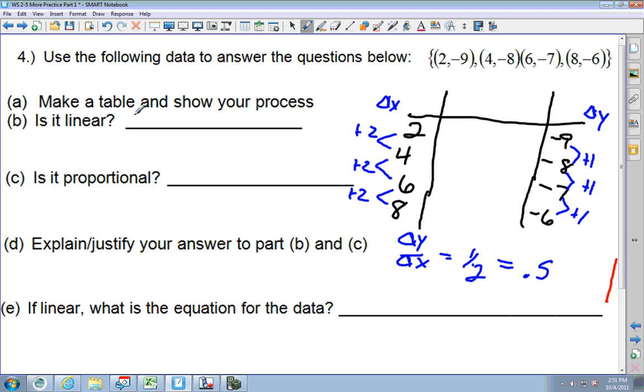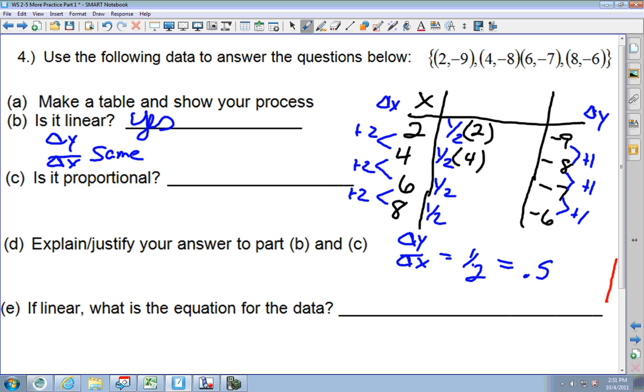So first off, is it linear? Yes. Why? Because delta y over delta x is the same. So I'm going to put 1/2 in here, and then I'm going to multiply it by my variable, by my x. Remember, that's my x. 2. And I'm going to multiply these two things together.